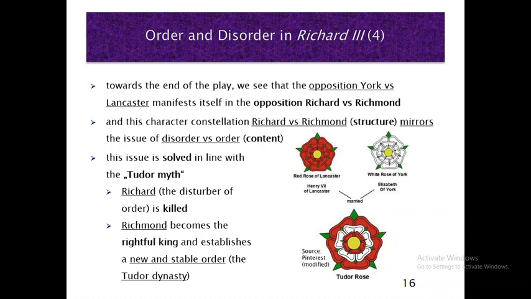Okay, let me just summarize. I said content and structure are in harmony in this play. The content is disorder versus order, and this manifests itself in the structure of the play. Disorder is represented by York, personified by Richard. Order is personified by Richmond from the House of Lancaster. And this is how we see that structure and content in this play are closely related to each other.